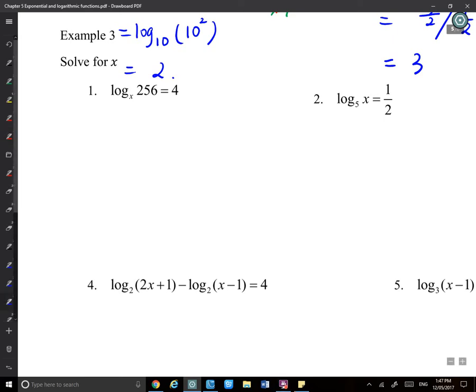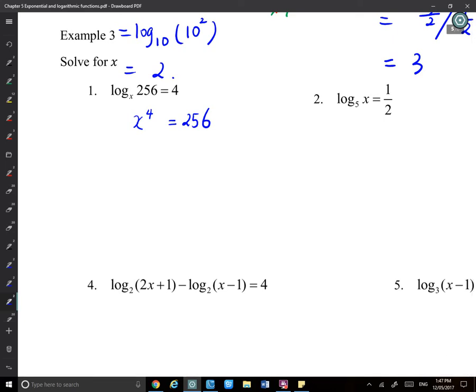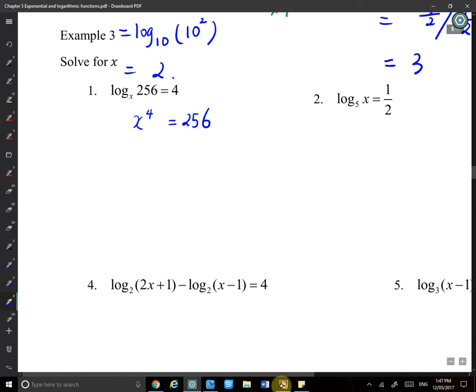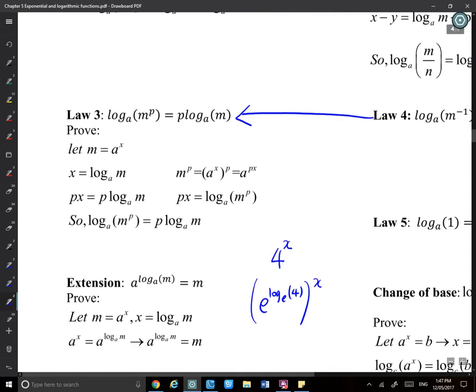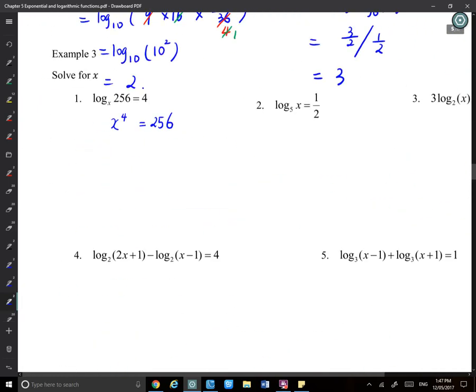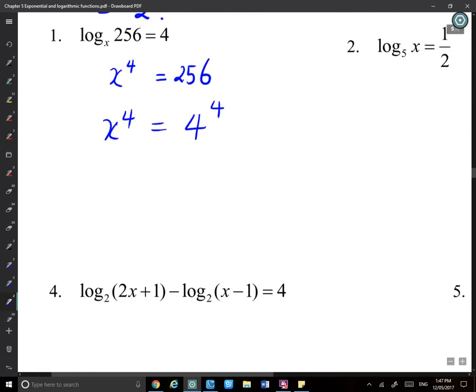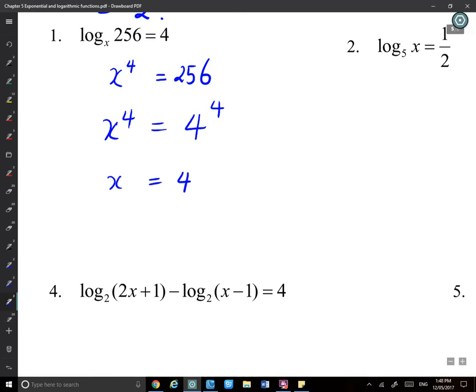Okay, this one will be x to the power 4 equals 256. I think I just worked out 256 is somewhere 4 to the power 4. So x to the power 4 will be 4 to the power 4. Now they have the same power. If they want to be equal, then the base needs to be equal as well.